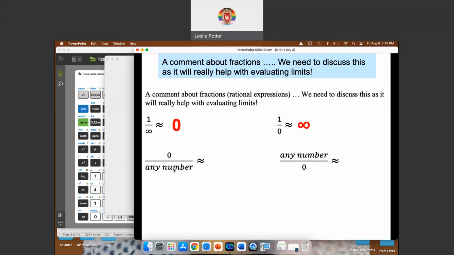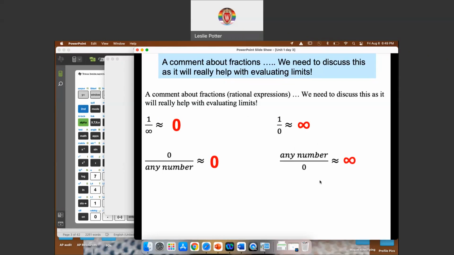And then 0 divided by any number, 0 divided by 7, 0 divided by 20, 0 divided by 1,000,000, is 0. And any number divided by 0, again, is like this. This is any number, 1 is a number. That's infinity. So for these four rational expressions, we can determine the value. So these are not indeterminate.